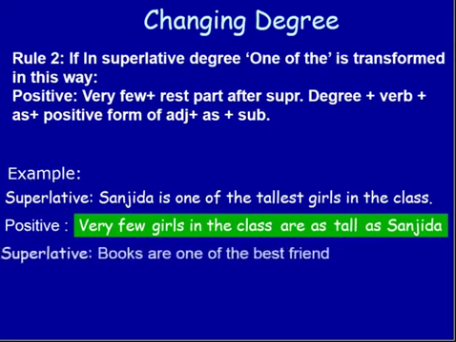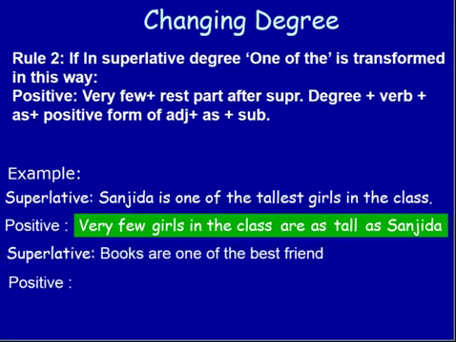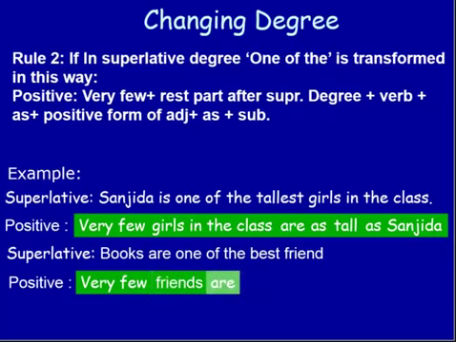Look at another example. Books are one of the best friends. We will have to write very few in the positive, then the rest part after the superlative degree, that is, friends. Then you will have to use the verb. After that we will have to use as plus the positive form, as plus the subject. It will be transformed from superlative to positive.